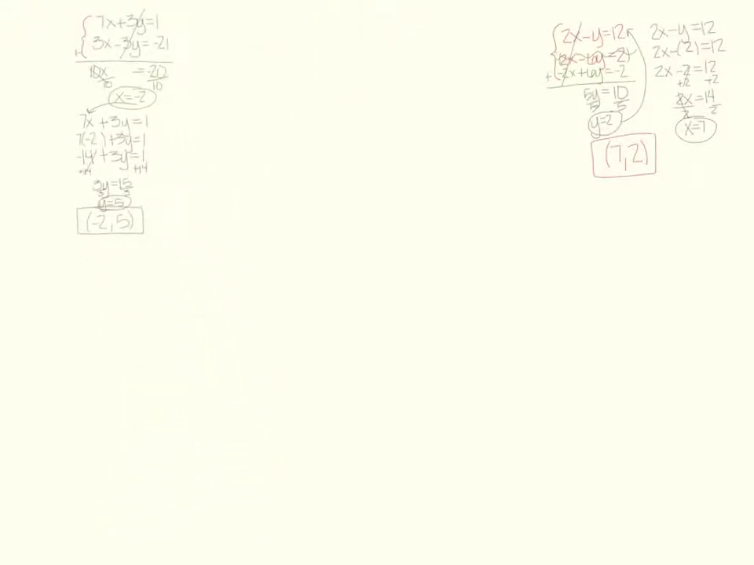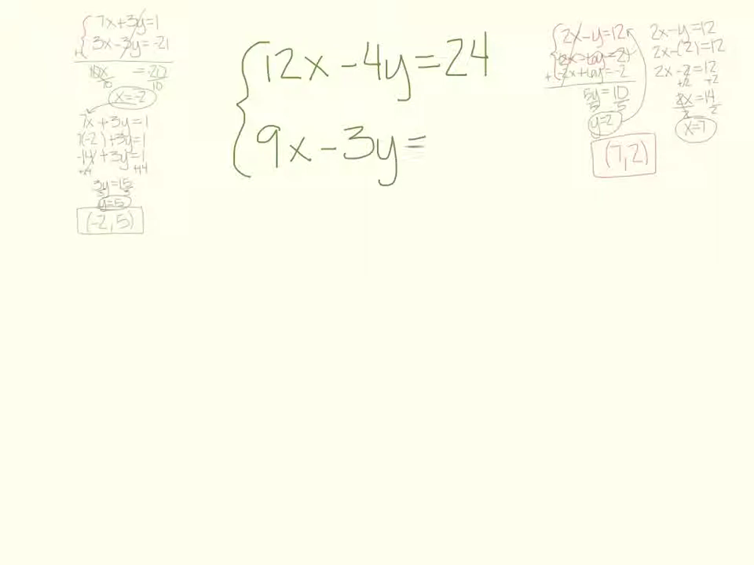Let's do one more solution by elimination. Let's see if we can find one that may be a bit more challenging. Okay, let's look at this one here. So here's our system. 12x minus 4y equals 24. And 9x minus 3y equals 18.